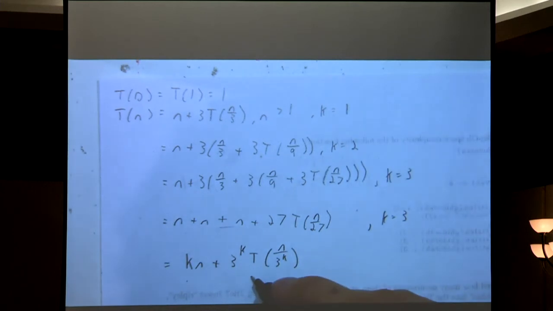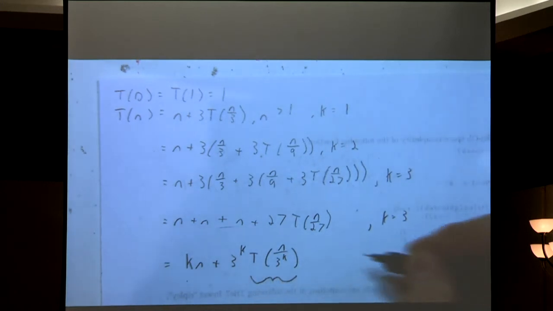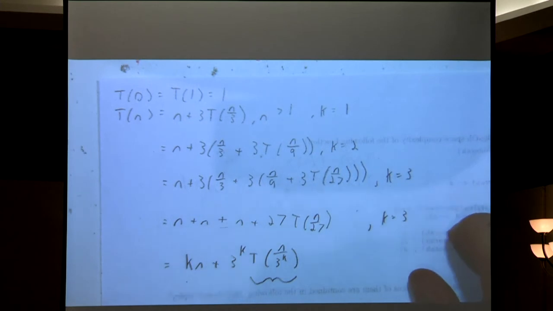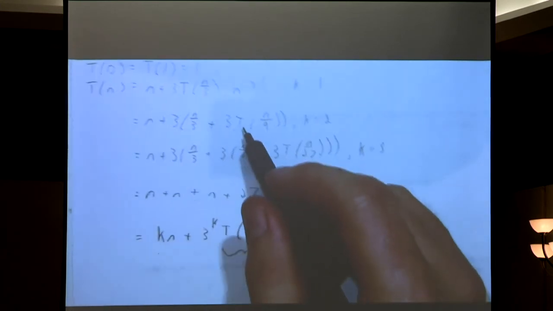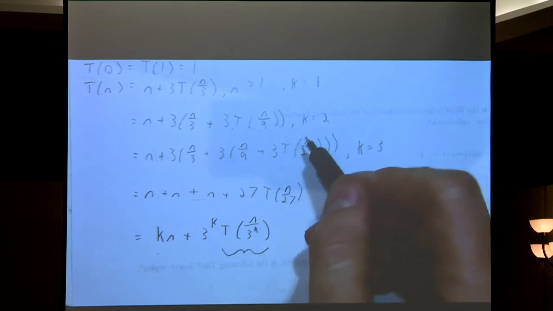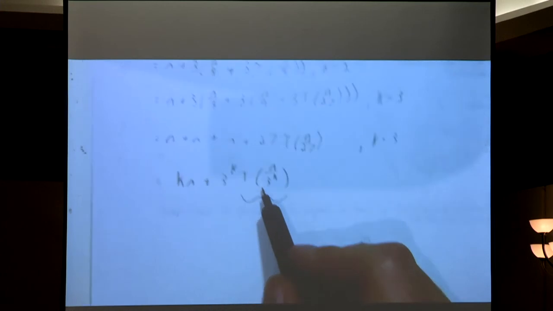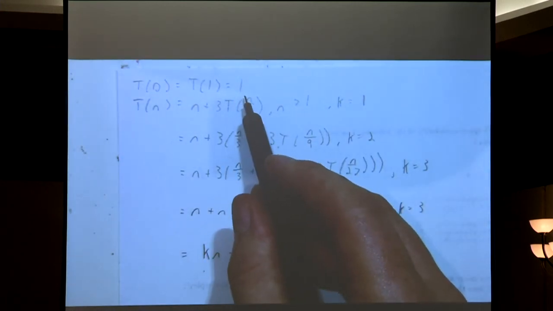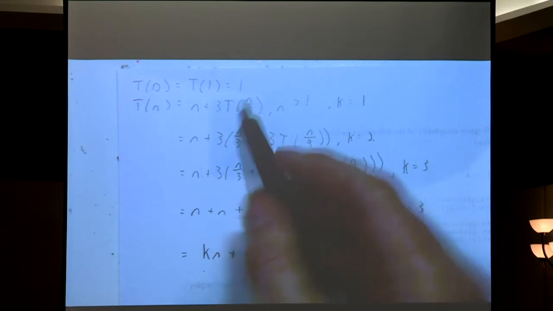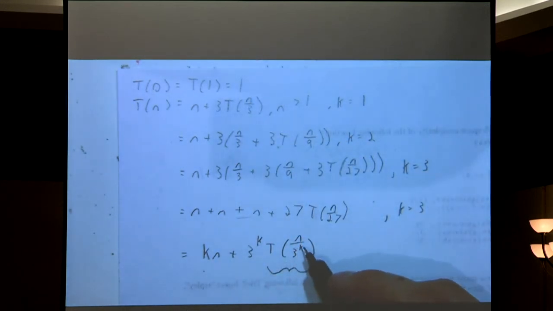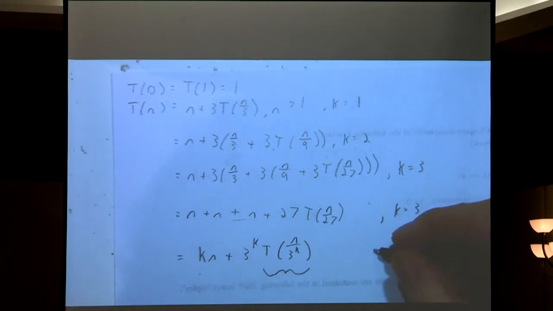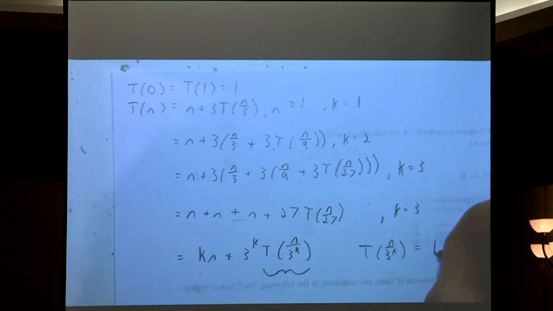Now, this T of n is annoying because that's how we got here in the first place. We kept trying to substitute T with something by going deeper, but we can't. If we just keep doing this, we're just going to keep having a T. So to get rid of this T, we've got to replace it with 1. And the only way we can do that is if we can get n over 3 to the k equal to 1. So T of n over 3 to the k equals 1 when n over 3 to the k equals 1.